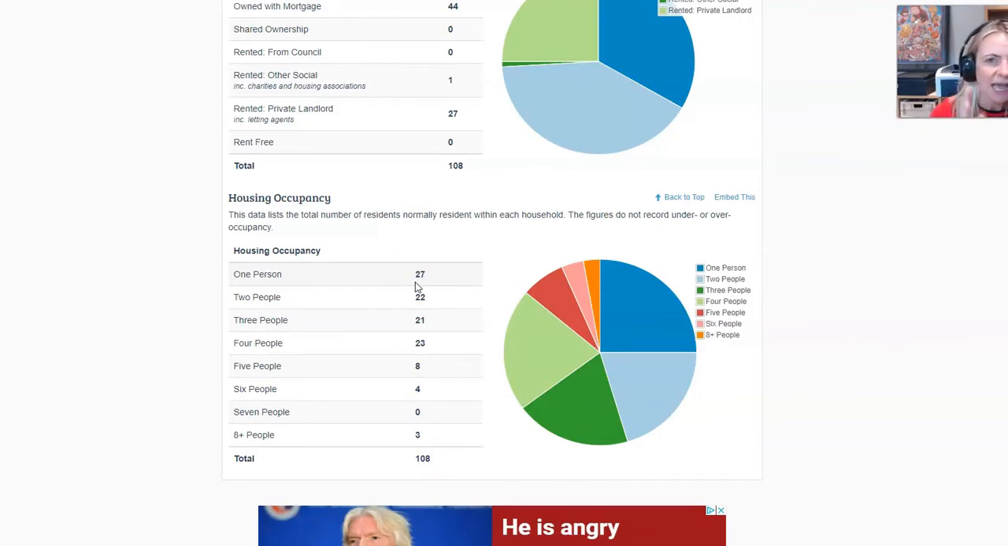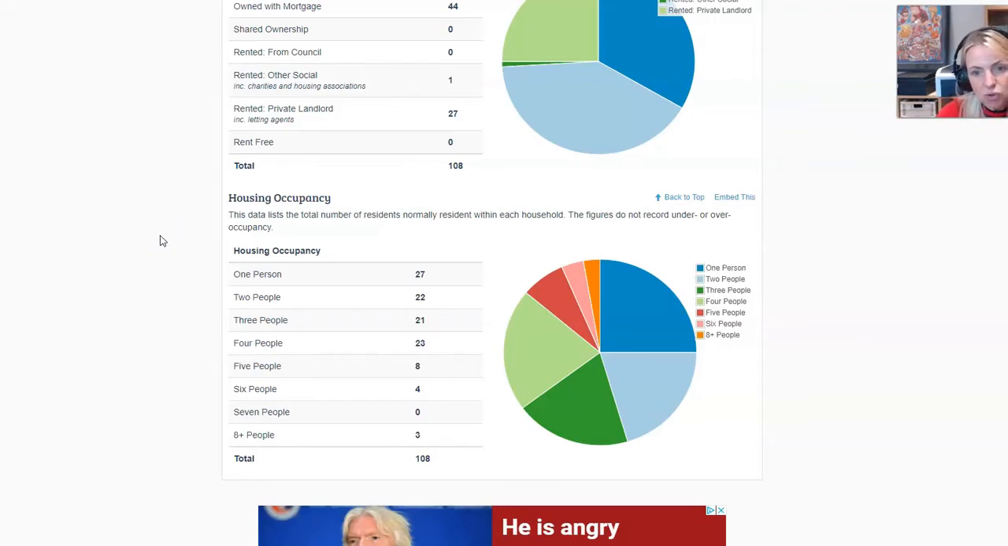This is really helpful for you. As an HMO landlord, you need to know, is it fairly common in this particular location for people to want to rent on their own? Or is this particular area more a family rental area? Obviously, in this case, it isn't.